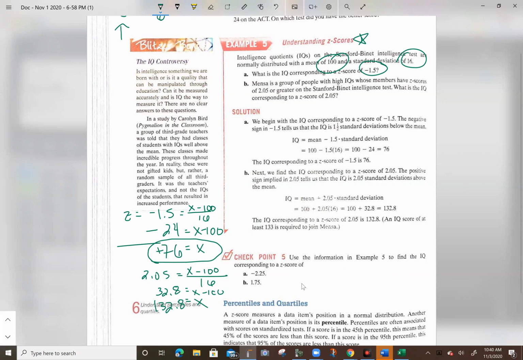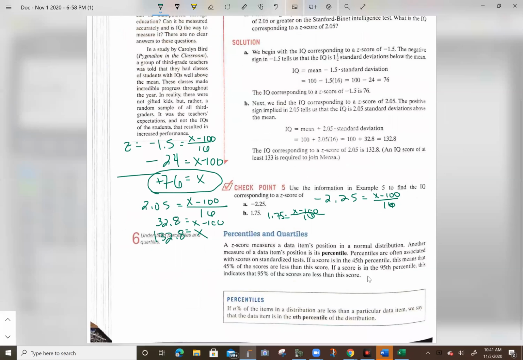Okay, so checkpoint 5, I'll get you started. So we're using the same IQ scores. This time we want to know for A, if your score is negative 2.25, then what is your actual IQ number? And if your score is 1.75, same thing, what is your IQ? The standard deviation is 16. So solve these. Feel free to use your calculator, Google, however you want to do that math.